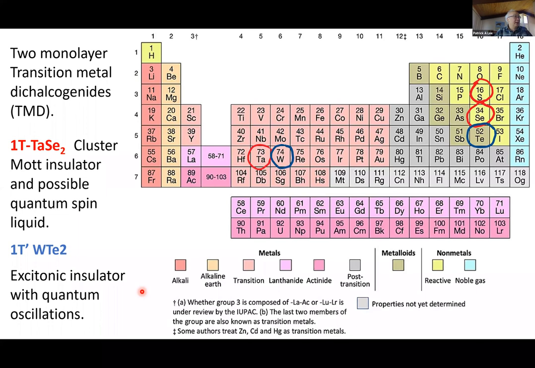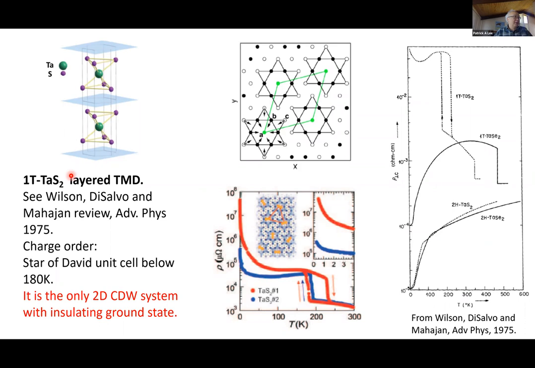So let me start with tantalum disulfide. So these are all these layered transition metal dichalcogenides. They are Van der Waals materials, and the structure is that you have the tantalum that forms a triangular lattice, if you look from the top. And they're surrounded by these sulfur cages. So you can think of the cage as a triangular lattice on top and one at the bottom.